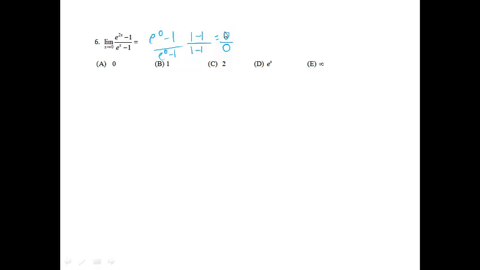That doesn't mean that I don't have a limit. That just means I can't do it that way. So I need to try another approach. One thing that I do notice about the numerator is that this is a difference of squares. It could be rewritten as e to the x plus 1 times e to the x minus 1, because notice if I FOILed that out, I would get e to the 2x minus 1. And then the denominator is still just going to stay e to the x minus 1.